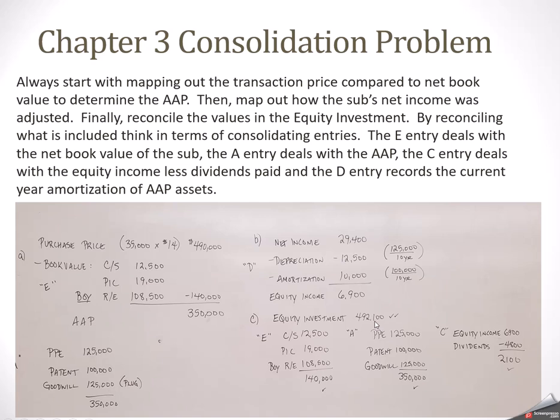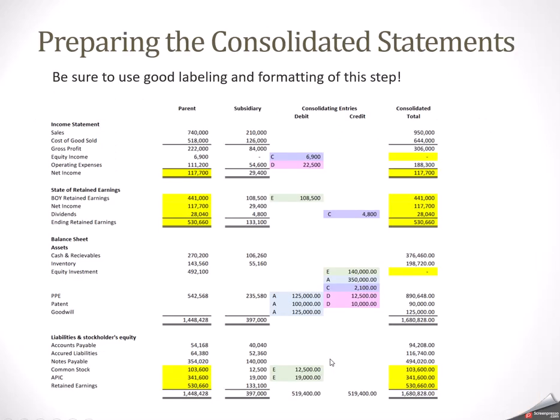So then the only entry that is not mapped out completely, well, I guess it is up here, is that D entry. So we've got all of our entries mapped out. Now we just have to put them into our consolidated statements. And again, like I said, when you're preparing these on your own, make sure you are properly noting if they're an A entry, an E entry, a C entry, and then color code them. I don't think you have to do that part in the homework, but if you're preparing your own Excel, it's very nice to have them color coded.